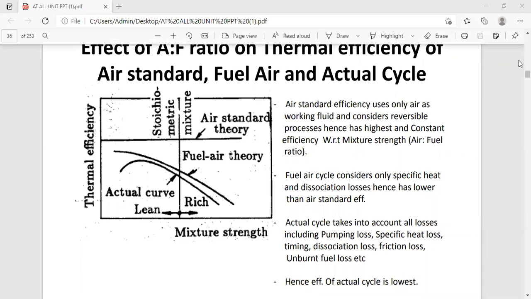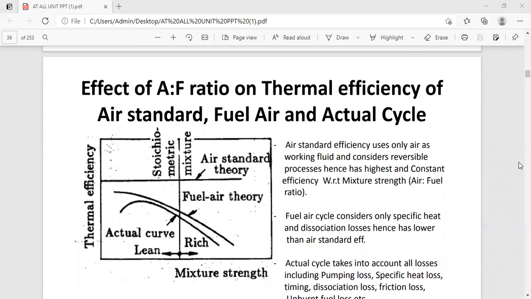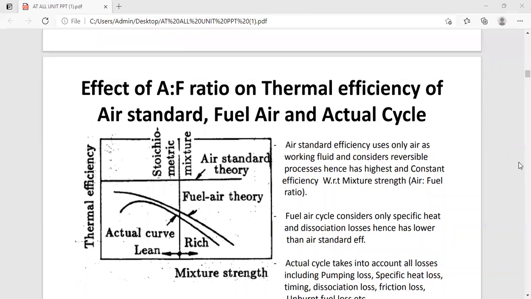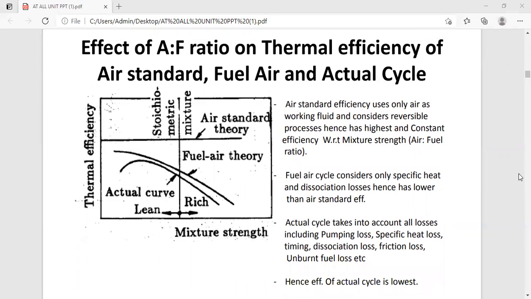Good morning, students. Previously, we have seen the air standard efficiency, then air standard cycle, fuel air cycle, and actual cycle. Now, here we are going to plot the graph of thermal efficiency versus mixture strength. Air standard efficiency uses only air as a working fluid and considers reversible processes. But in actual practice, not all the processes are reversible. So in the air standard cycle, air is the working fluid and we consider reversible processes.